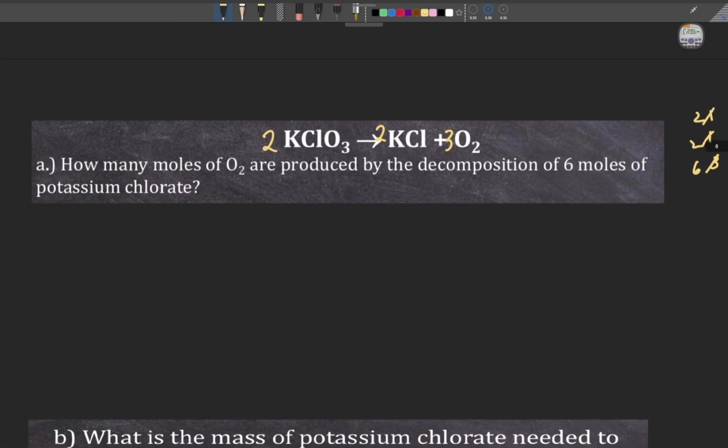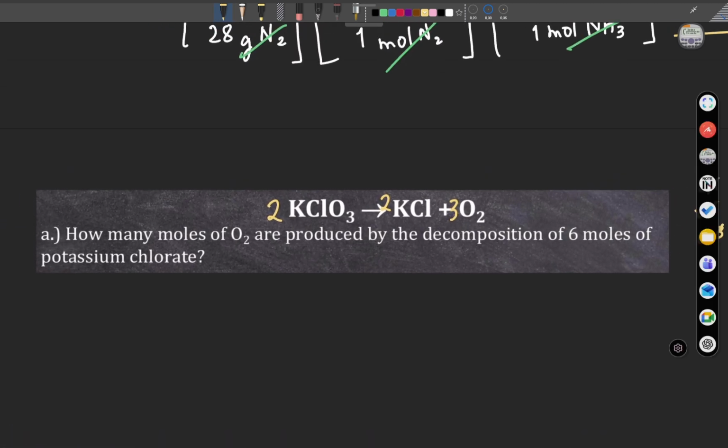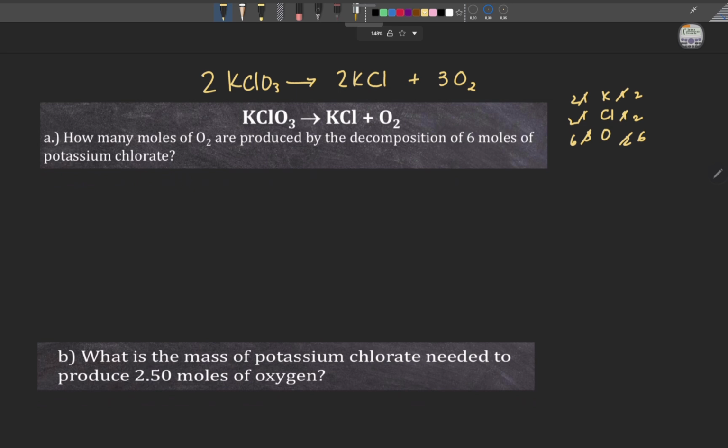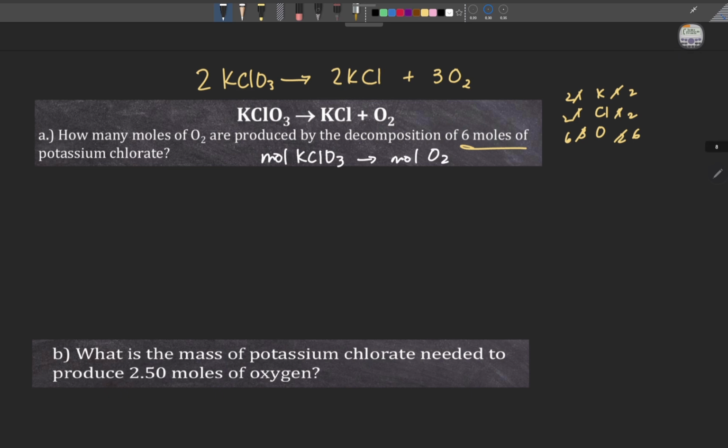So, okay, I'll just rewrite it here. 2 KClO3 yields 2 KCl plus 3 O2. Okay, now we're looking for how many moles of O2 are produced by the decomposition of 6 moles of potassium chlorate. So potassium chlorate is KClO3. So that will be mole of KClO3 to moles of O2. Mole to mole, so molar mass.